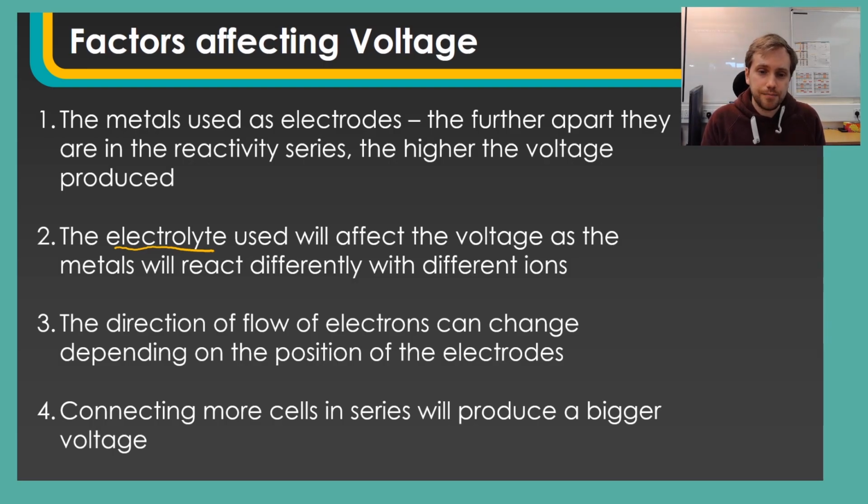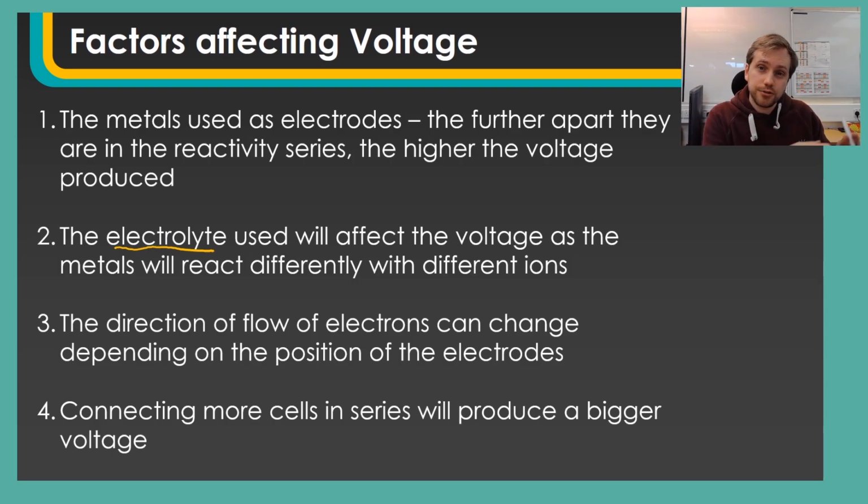The third factor is that the direction of the voltage is determined by the position of the metals on the electrodes. So if I have the more reactive metal on the first electrode, it might be positive, and if I swap those over, then it becomes negative. So the direction of the flow is affected by the position of the metals that are the electrodes.